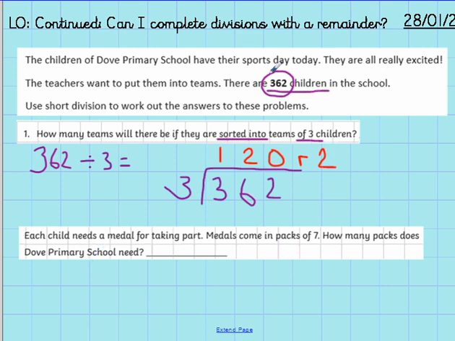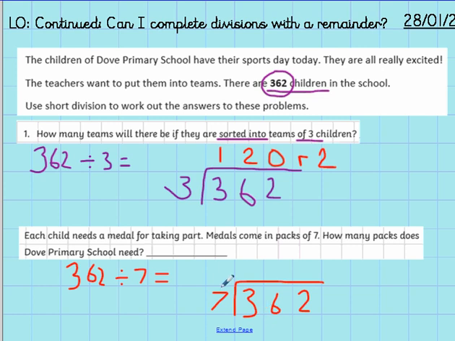Now let's have a look at our next one. Again, we're coming back to this main number, 362 children. They all need a medal for taking part. Medals come in packs of 7. How many packs do we need? So we're going to be dividing, aren't we? 362 divided by 7 to find out how many packs we will get. So 362 goes under the bus stop. We're dividing into groups of 7.